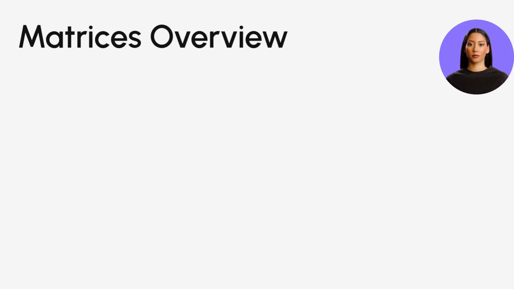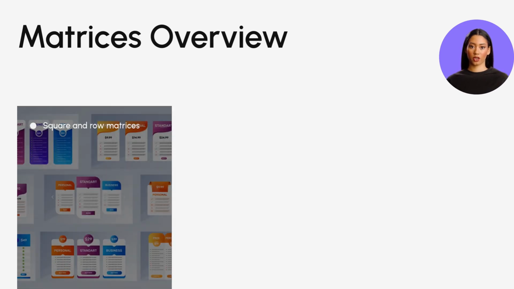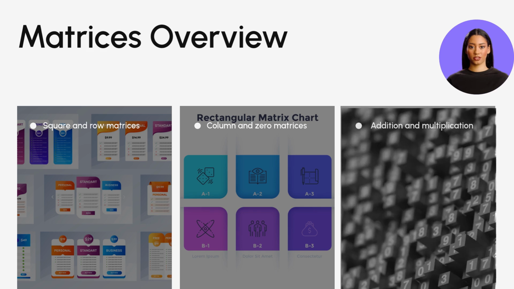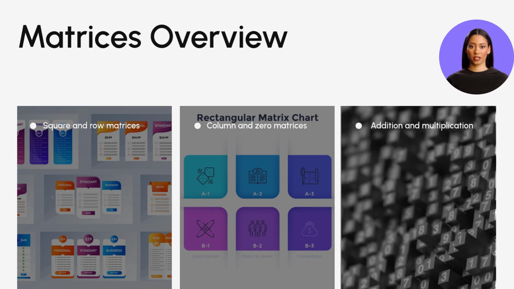Matrices are arrays of numbers arranged in rows and columns. Types include square, row, column, zero, identity, and diagonal matrices. Operations include addition, scalar multiplication, and transposition. Matrices solve systems of equations and represent data in machine learning. They are essential tools in computational mathematics.